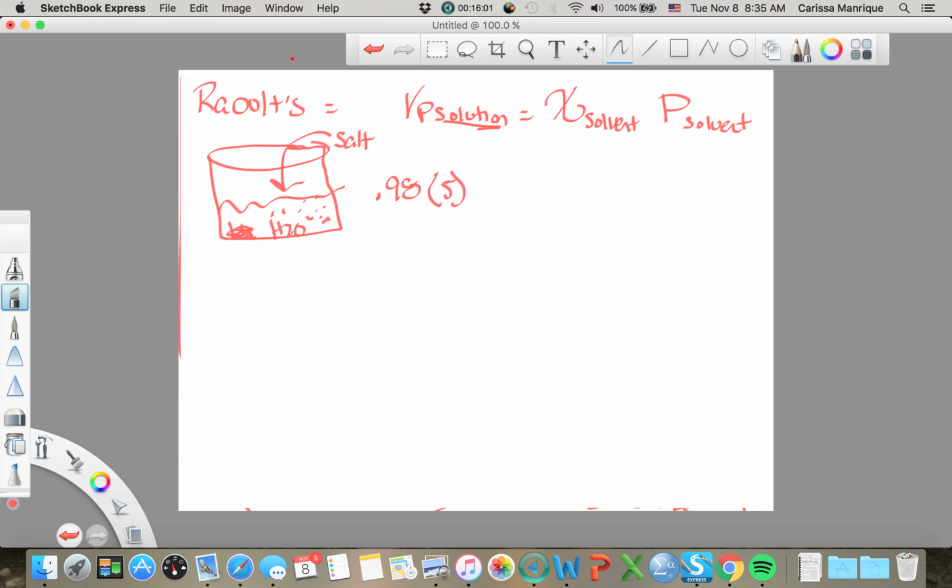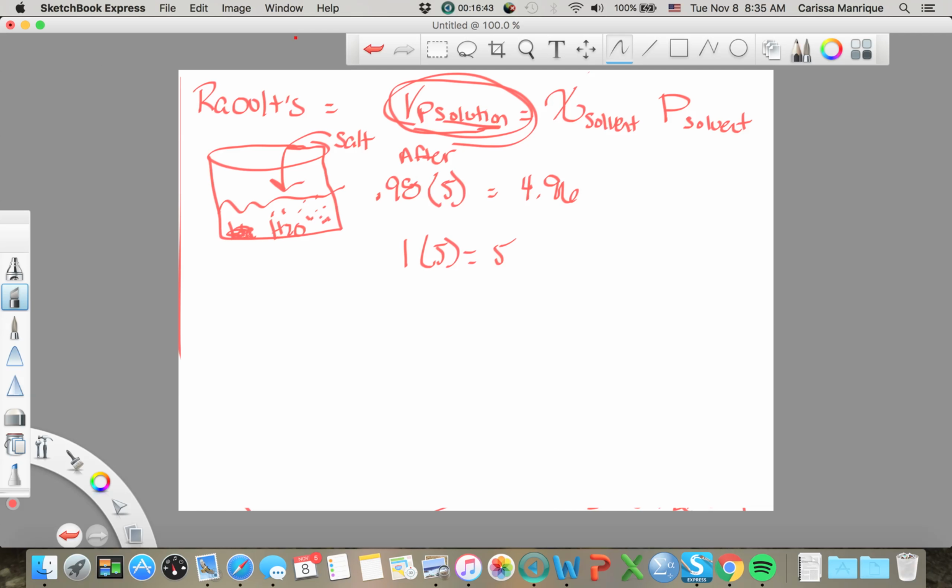Before, when I just had water, it was 100%, so I just say 1 times 5. The solvent pressure would be 5, and the solution would also be 5 because I didn't add anything to it. Now, when I added the salt, it's only 98%. So now it'd be 0.98 times 5, which is 4.96. So now the vapor pressure of the solution has decreased.